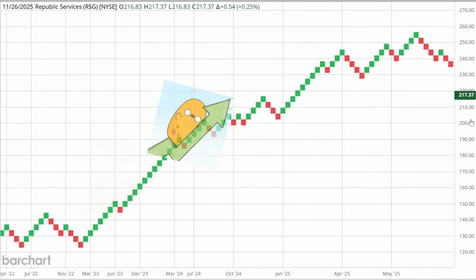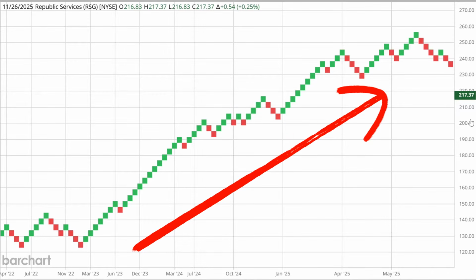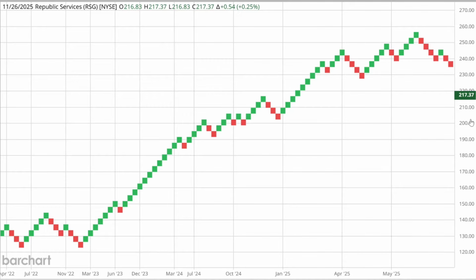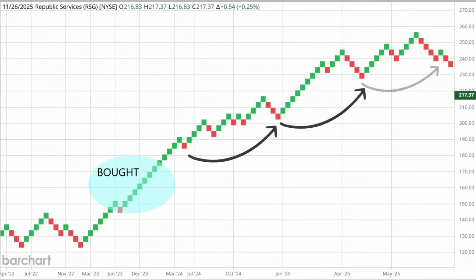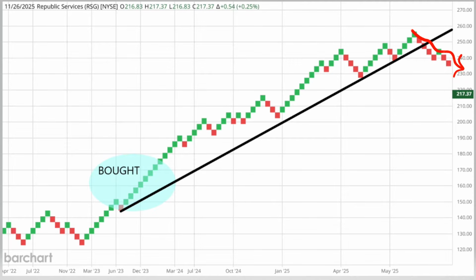Republic Services has had a really nice long-term uptrend. The stock climbed from the low $100 range all the way up to nearly $260. So let's say we bought shares somewhere in the hundreds, and life was good. Strong uptrend, higher highs, higher lows. No stress at all. But then around $250 to $260, the price started pulling back. And when it fell below $240, we started thinking, is this it? Is the uptrend weakening? Should I take profits?